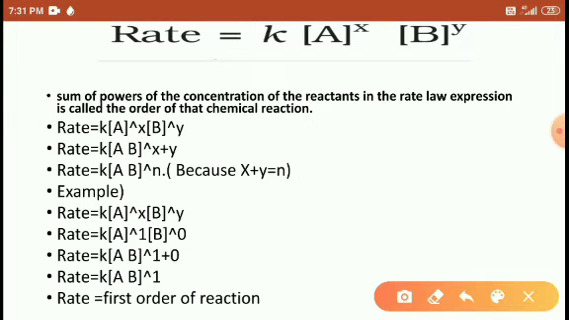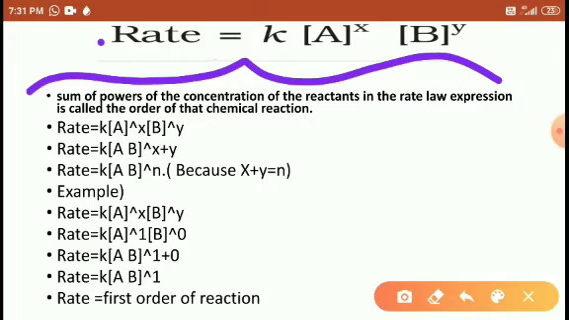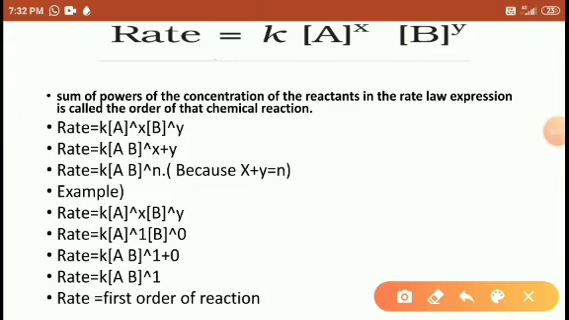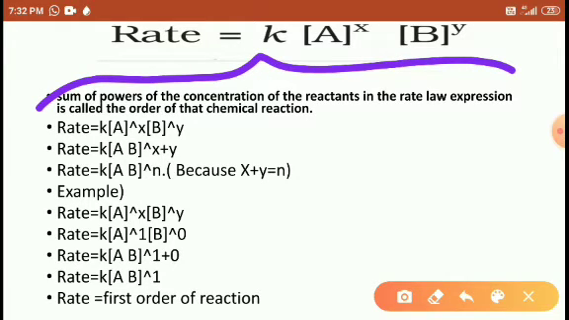Okay, students, next we are discussing the rate. I told you the definition: the sum of the powers of concentration, which is the rate law expression. How does this definition follow the order? Let's see here. The sum of the powers of concentration of the reactants. We are summing the powers of the reactants.